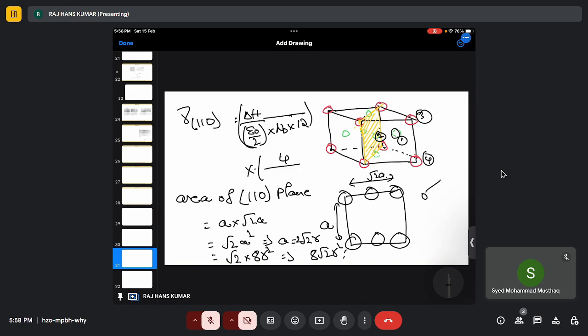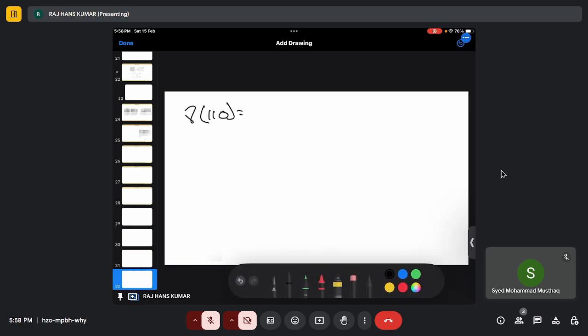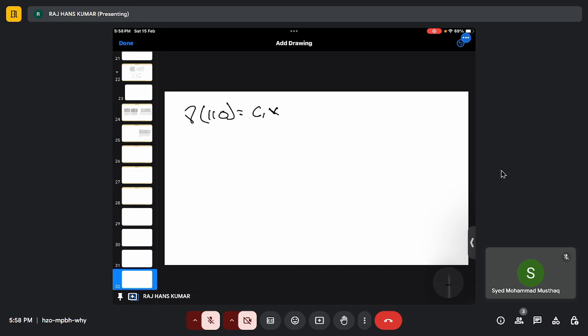Right. Now gamma 110 will be equal to delta H upon, or I can write it as C1. Yeah, C1 times 4 upon 8 root 2 R square.